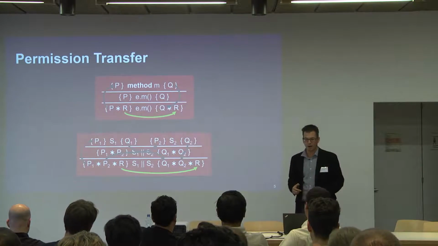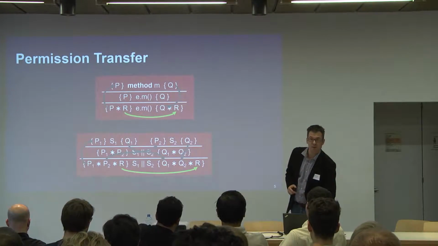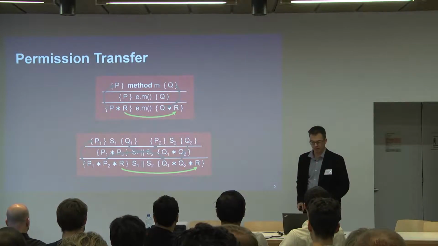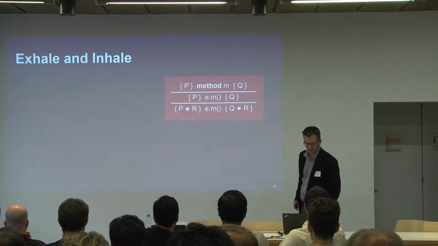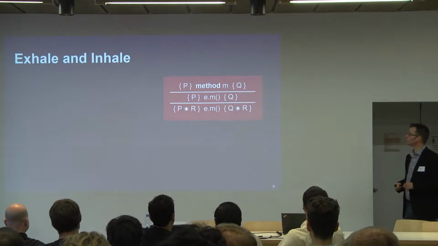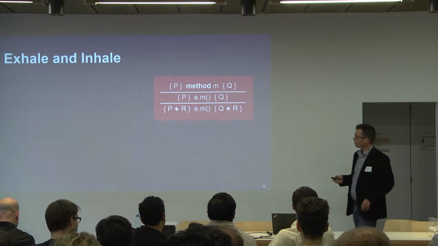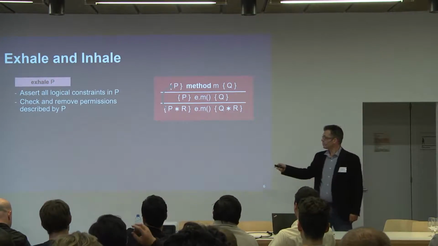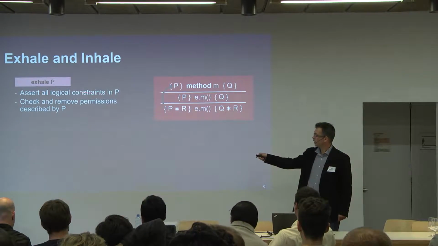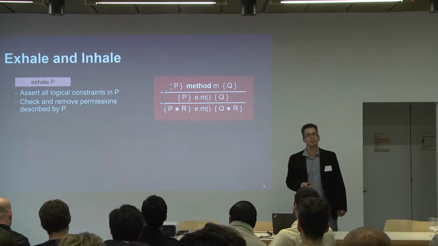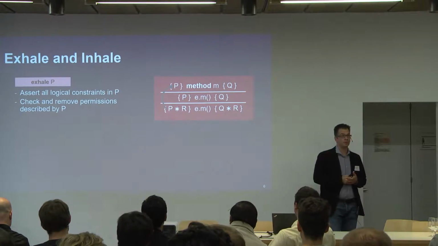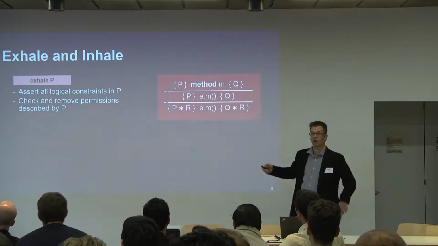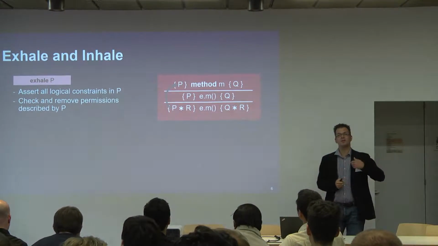And so when we designed our intermediate language, we took exactly those operations and turned them into the most primitive statements of our language. We call those exhale and inhale, following what Rooston and I did earlier in Chalice. So exhale is a statement that takes an assertion. What it does is prove that all the logical constraints mentioned in this assertion P actually hold, like an assertion. But on top of that, it checks that all the permissions mentioned in P are actually held in the current state, and then it gives them away.